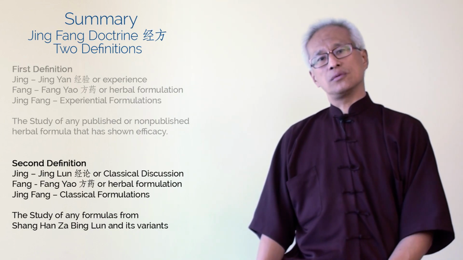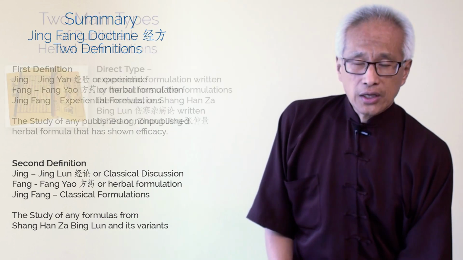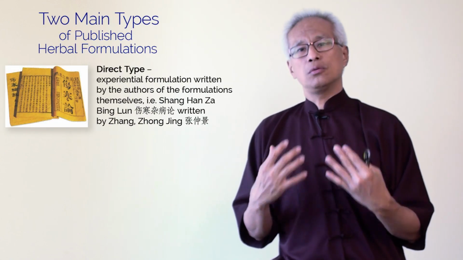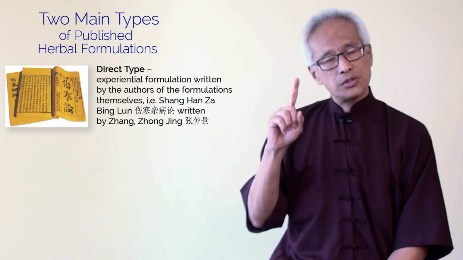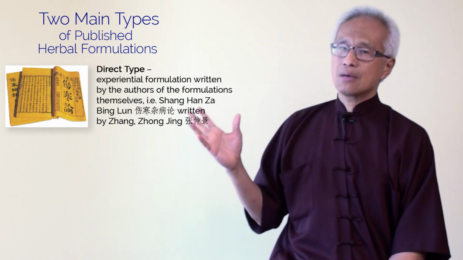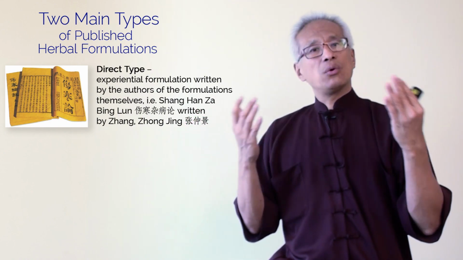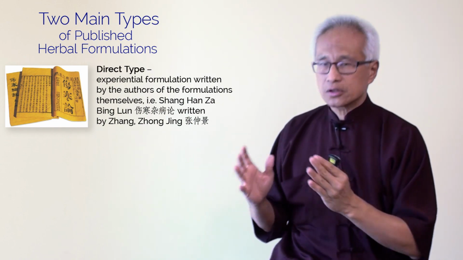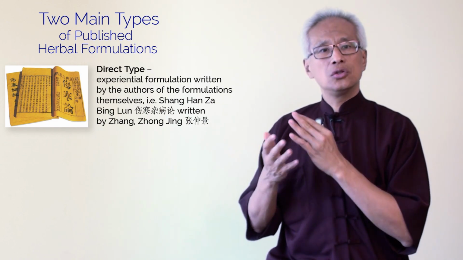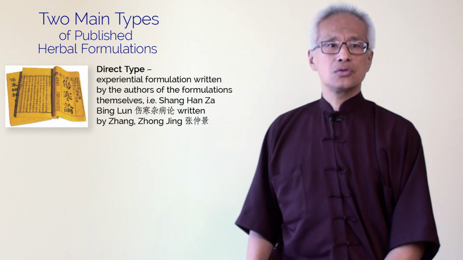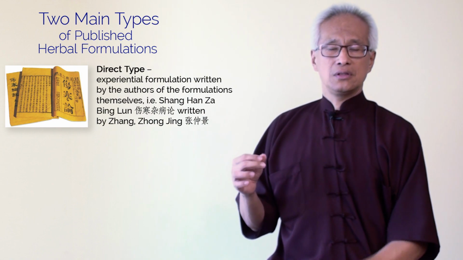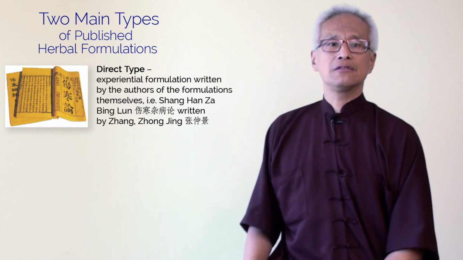Now, if we look at publications, there are two main types of published herbal formulas. The very first is the direct type. The direct type is where someone has created formulas that have worked well, and these doctors wrote down some of the experiences they have, the experiential formulas they have.